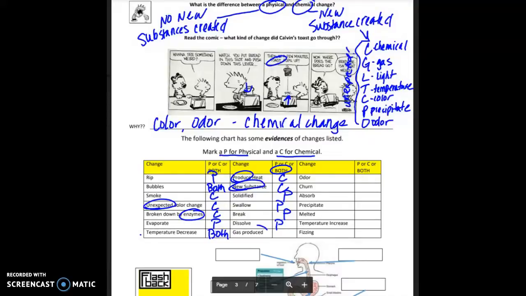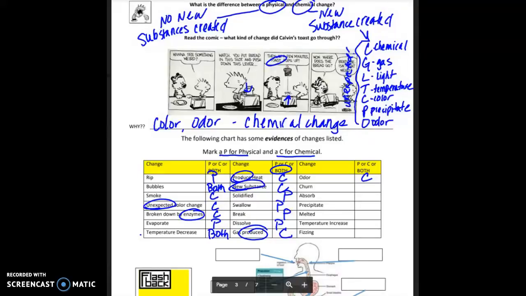A gas produced, here's that word production again. If we produce a gas, then it's going to be a chemical change, just like the production of heat was chemical. Now bubbles, not the same thing as gas production. Odor, an odor change, that's chemical, that's one of our letters up there in our acronym.